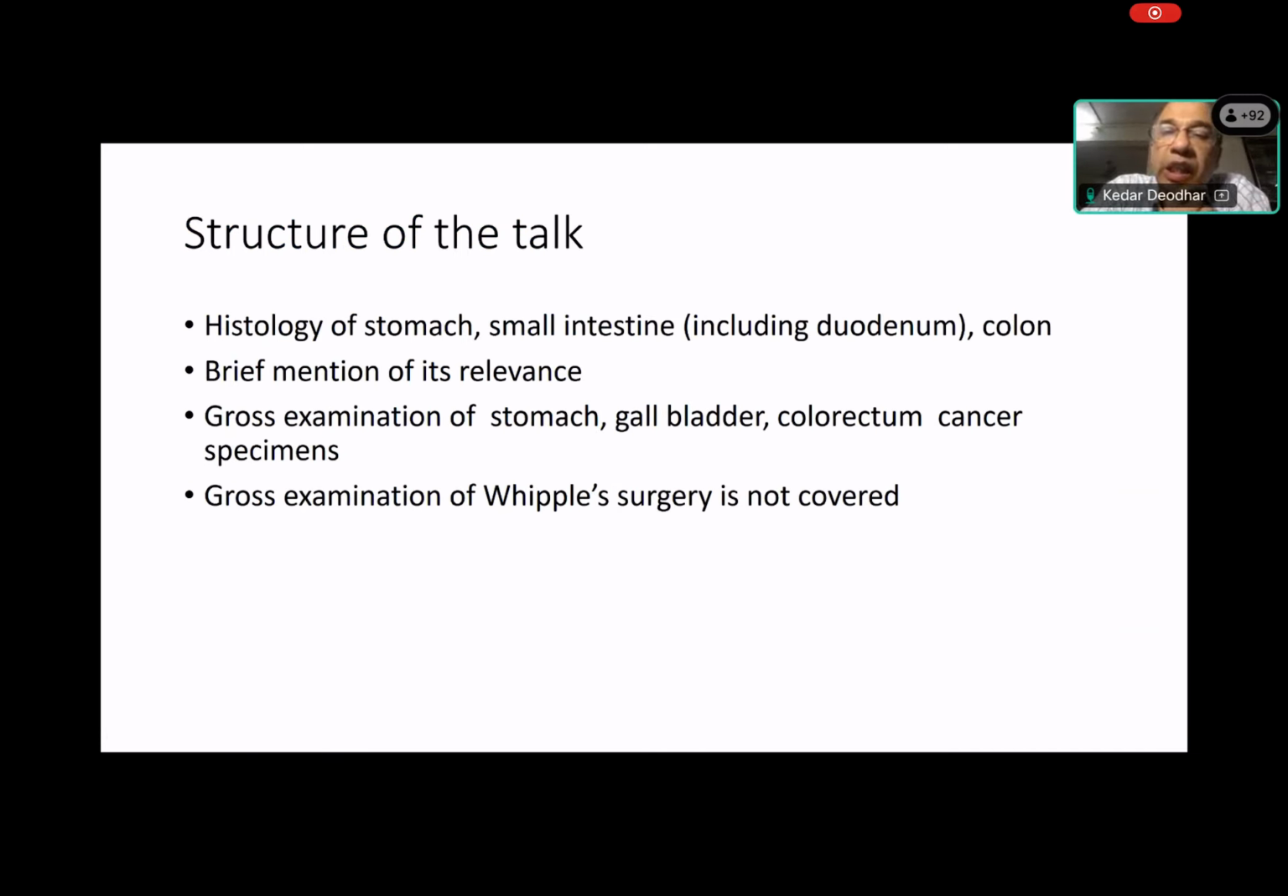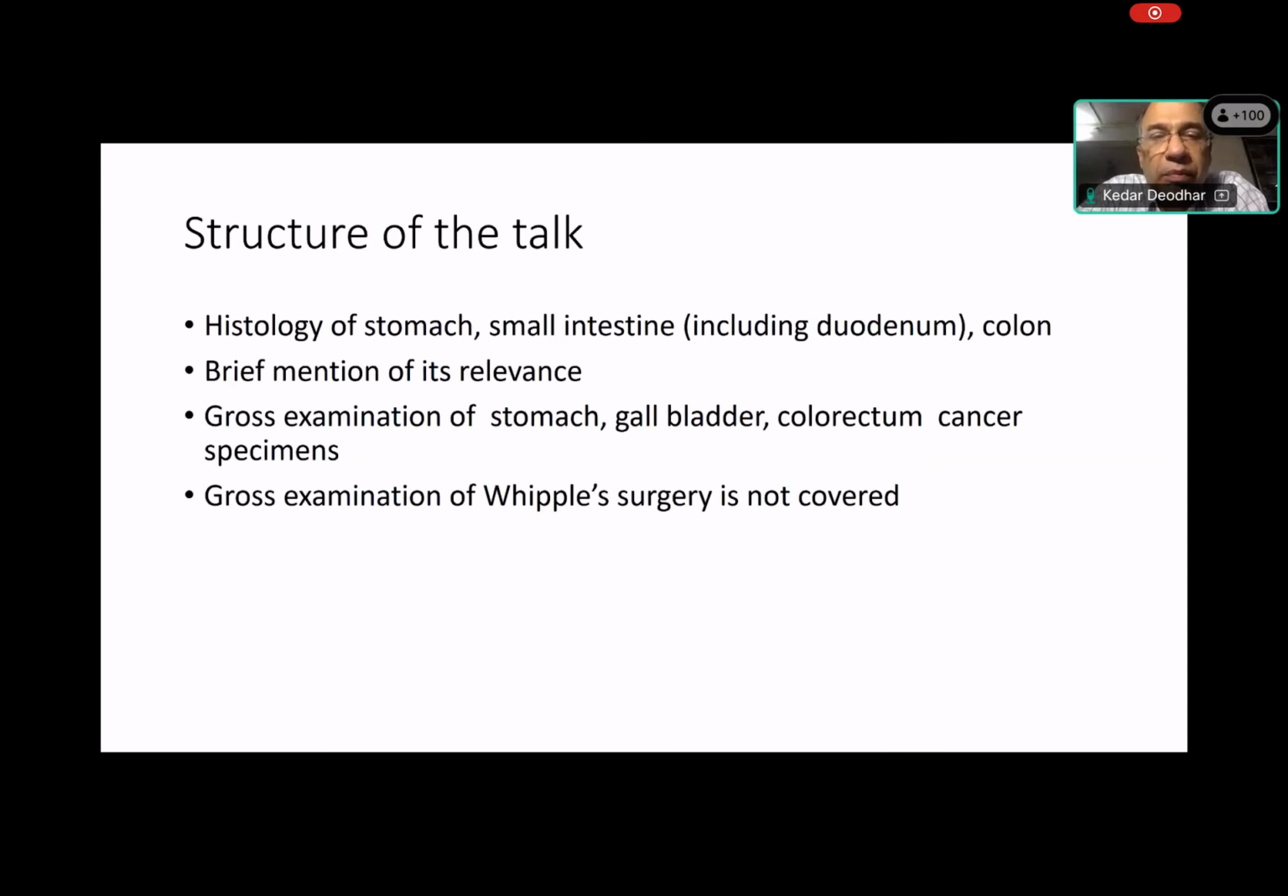So we will arrange the talk with the histology of stomach, a few slides, then histology of small intestine including duodenum, and histology of colon. We'll see the normal pattern and give some comments on what we face in routine practice when reading what is normal and what is different between normal and abnormal. Then we look at gross examination of stomach, gallbladder, and colorectum. I'll spend a little more time on colorectum because those are relatively common specimens for us, and we won't be covering the Whipple surgery today. I also am not covering Barrett's esophagus because I'm sure this will be taken by one of the experts later in the talks.